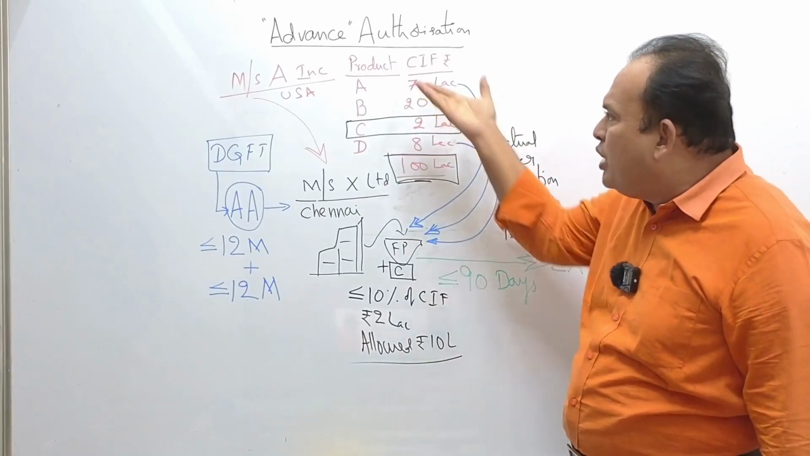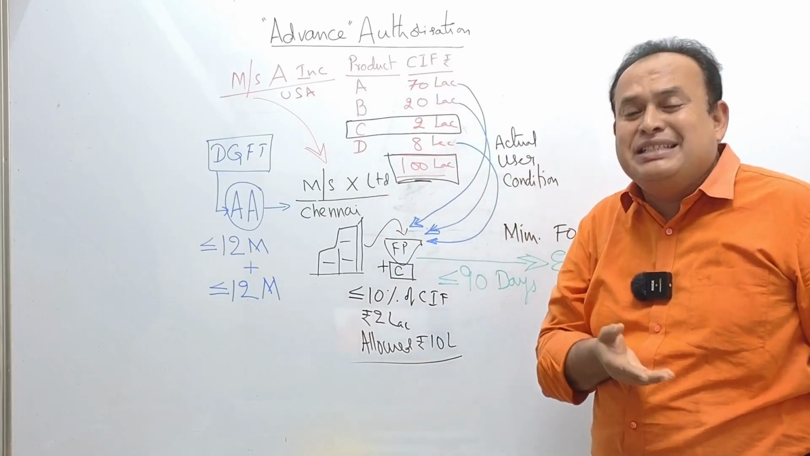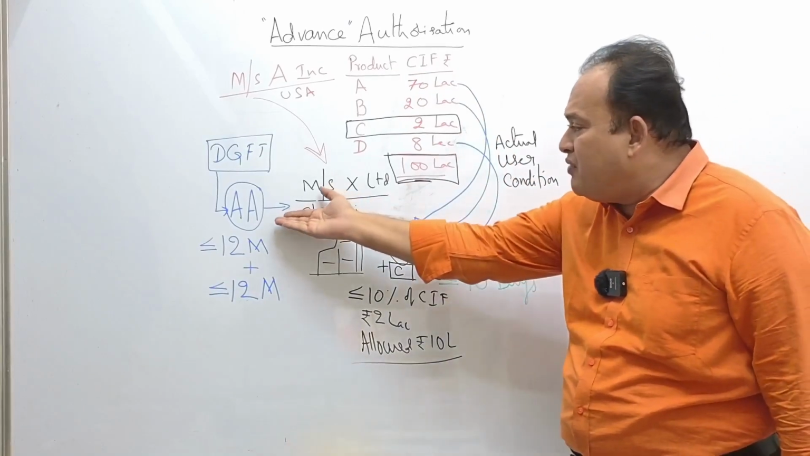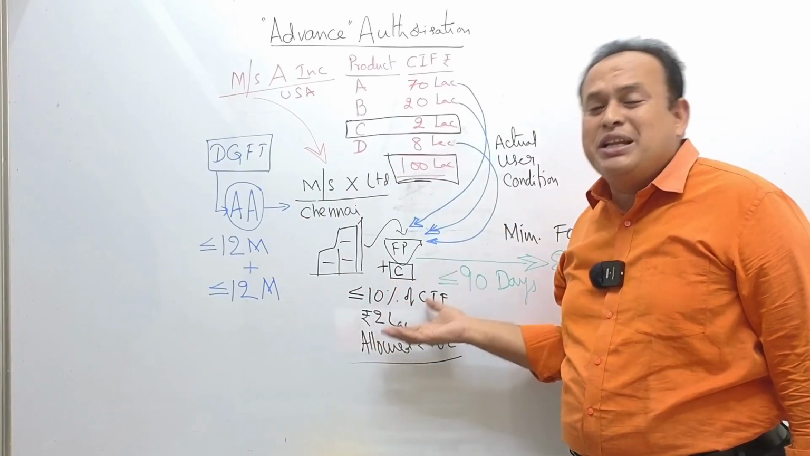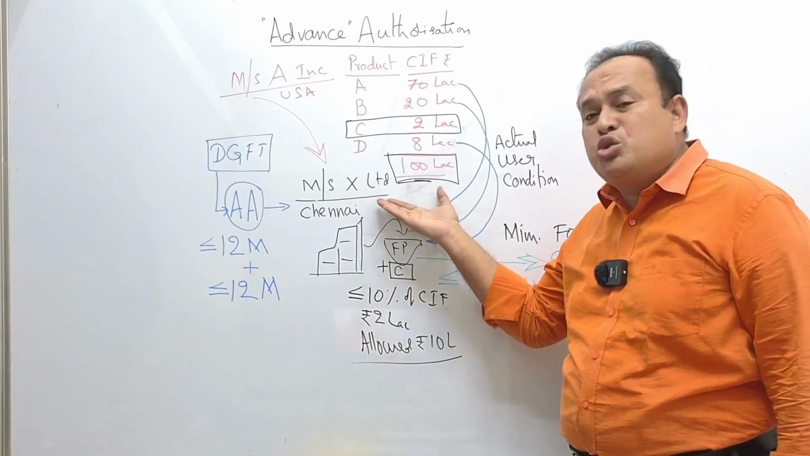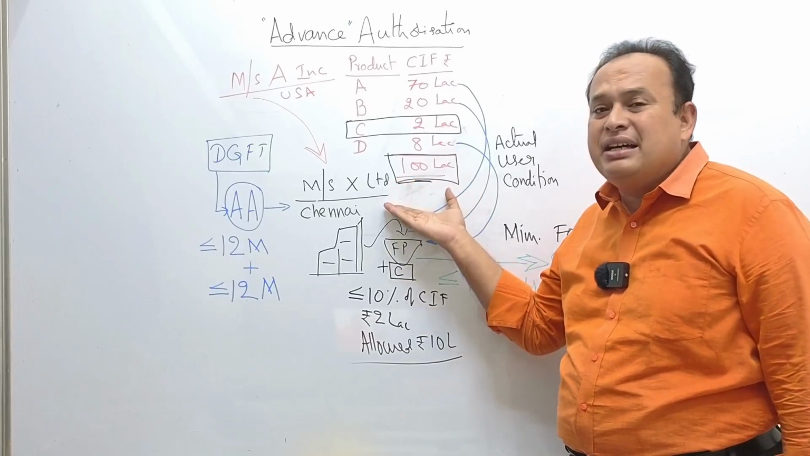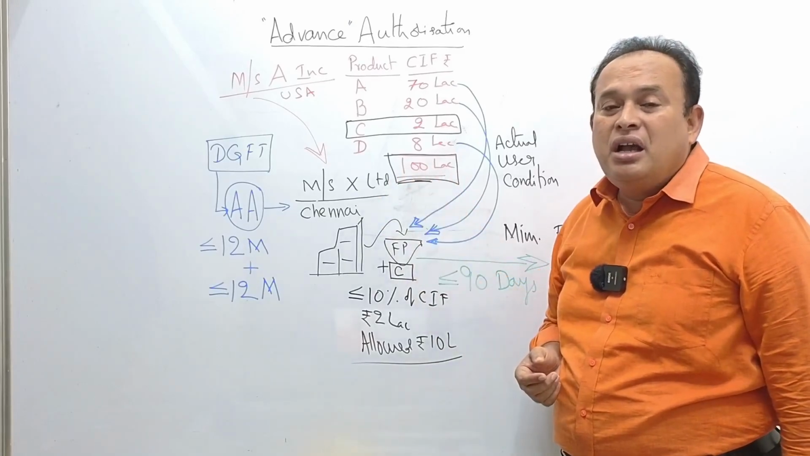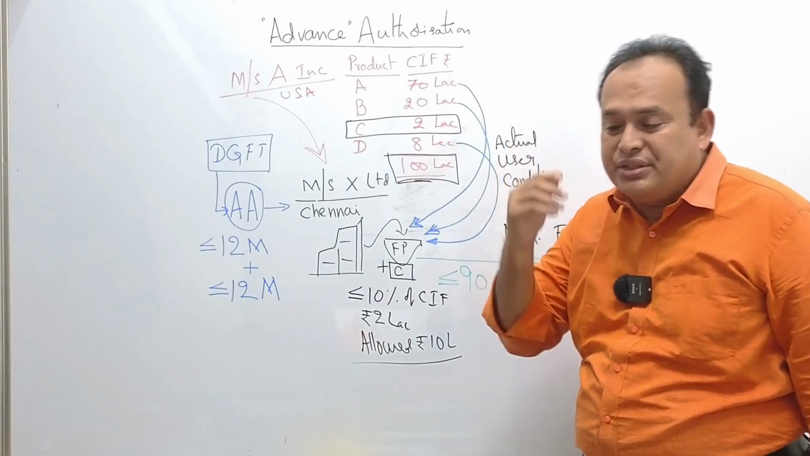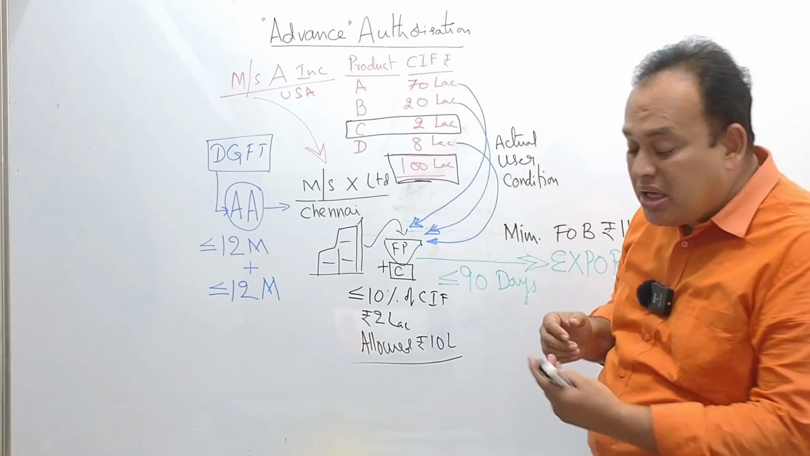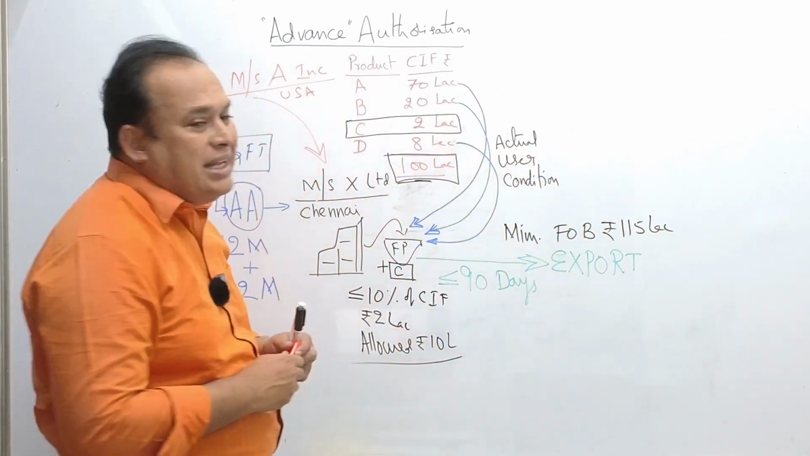Every time going for import, getting permission from the DGFT for advance authorization is a tedious job. He is a regular exporter, exporting for the previous 2 years. In that case, in the current year, he can ask for advance authorization on an annual basis. Annual advance authorization, what do you mean by this? How should we understand this?